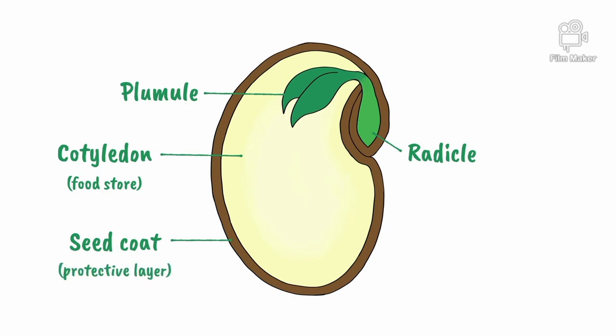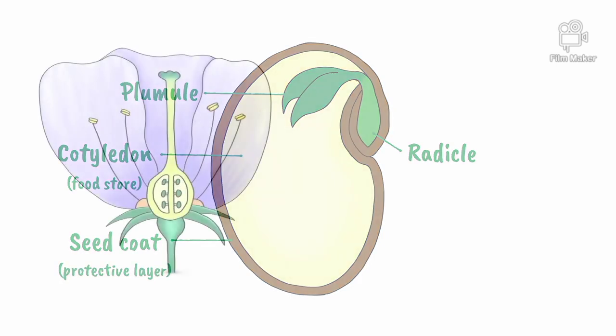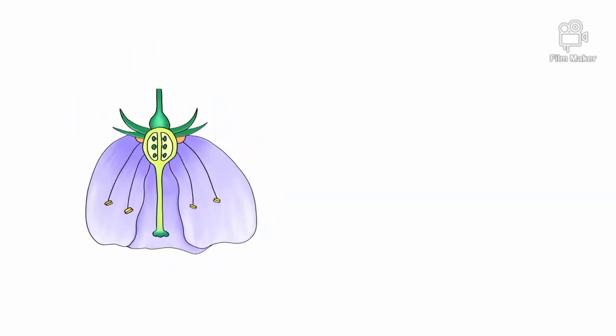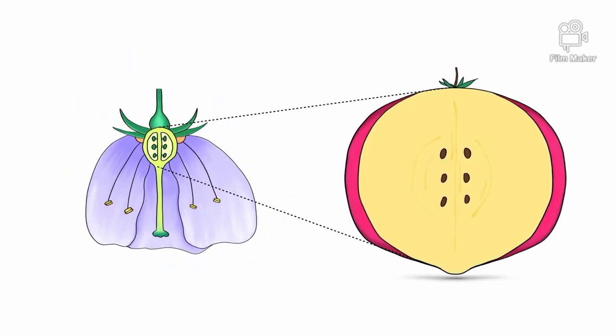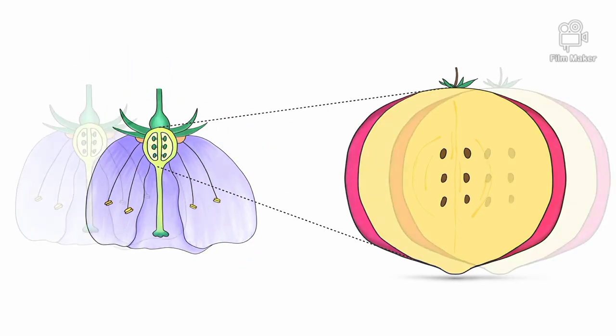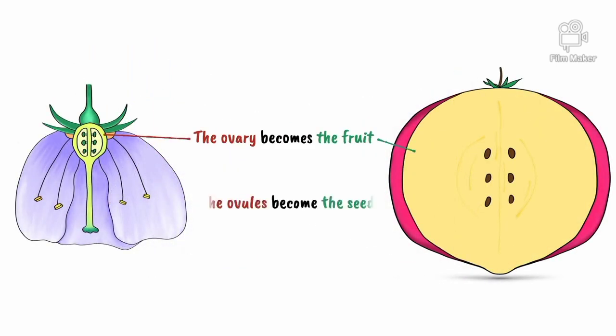Surrounding the embryo is a seed coat, which is a protecting layer which protects the embryo. So after fertilization, the ovule becomes the seed while the ovary becomes the fruit. So the ovary becomes fruit, the ovules become the seed.